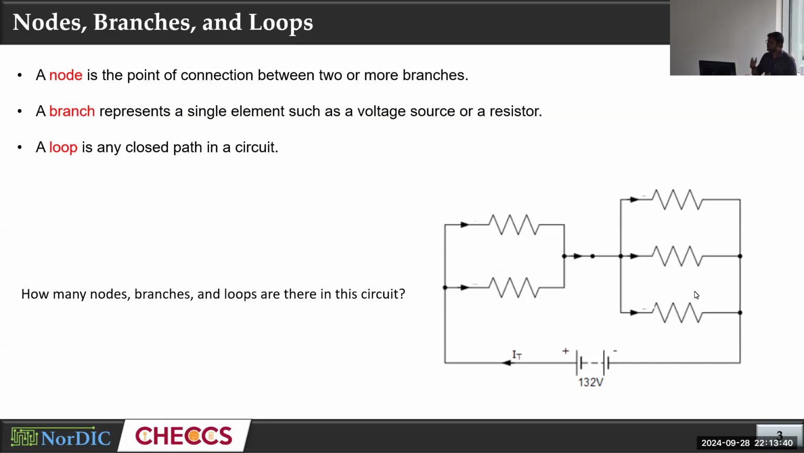6. How do you count that? I counted the batteries and the resistors. Yes, you counted the number of elements in the circuit, right? Because the number of elements is the number of branches. So you're correct. We have one voltage source and 5 resistors. That means you have a total of 6 elements in the circuit. That means you have 6 branches. Is that clear? 6 branches.